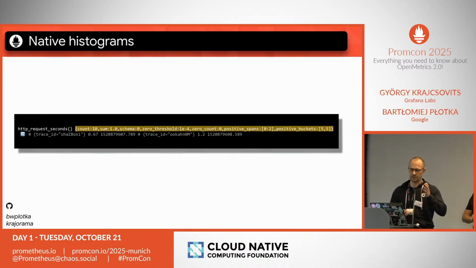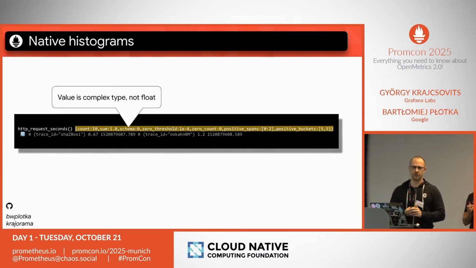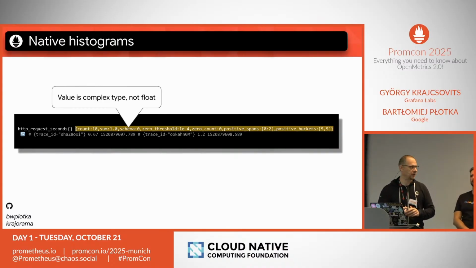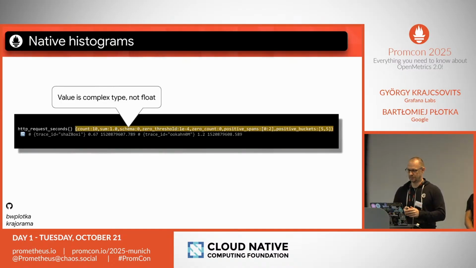After the metric name and the labels, before this, you had just a float value. Now you can have a complex type. We denote it with curly braces, and this one is for native histograms. I will not go into the details. These native histograms are quite complicated, so if we try to unfurl this into lines, this would be huge and about the same level of readability.